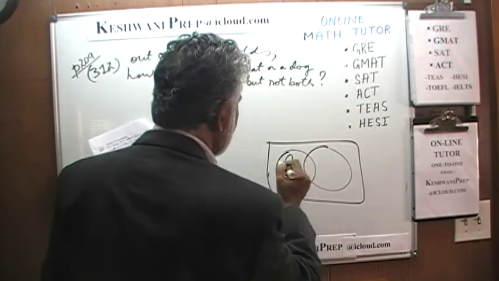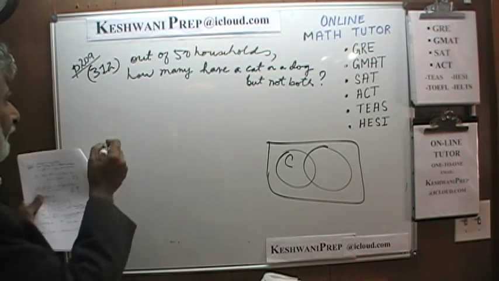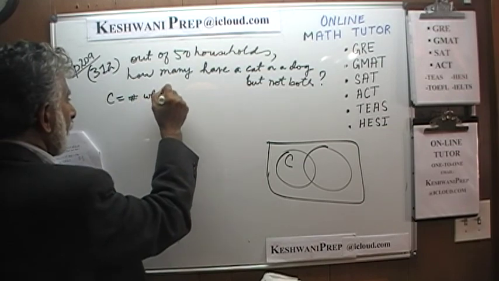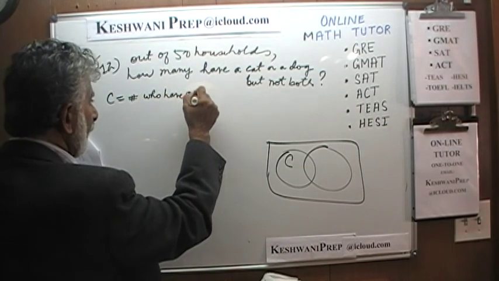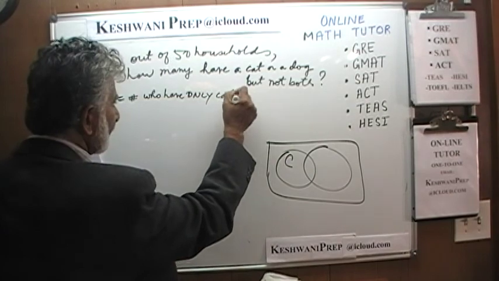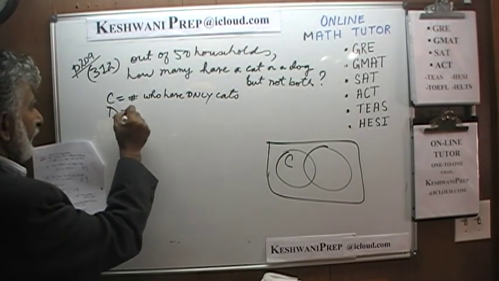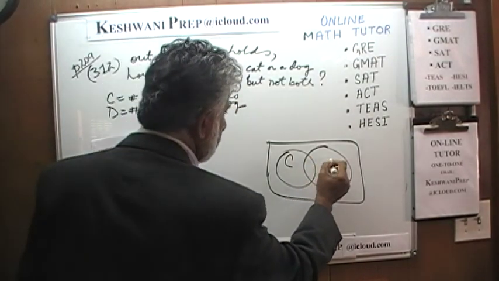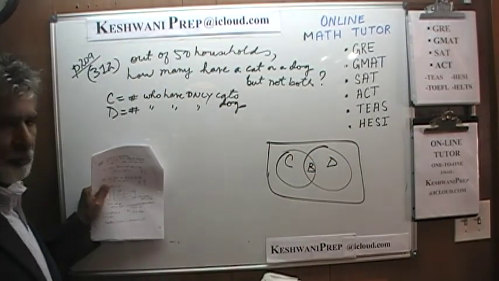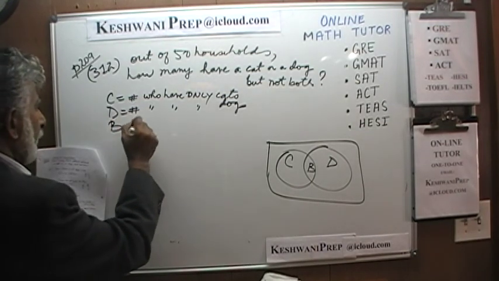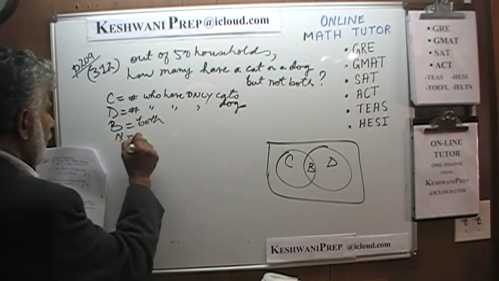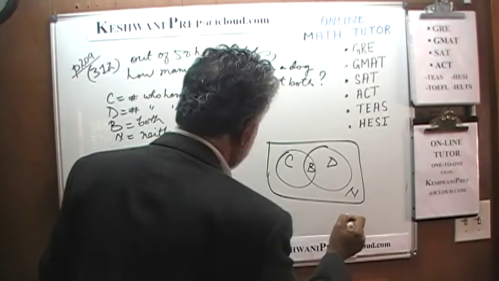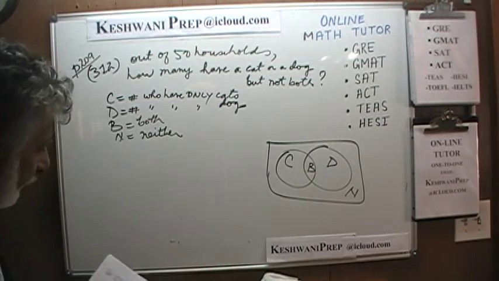So here, C represents the number of households who have only cats. That's what C stands for here. D would stand for the number of households who have only dogs. B is the people who have both. And N would be people who have neither. Let's see what they give us.